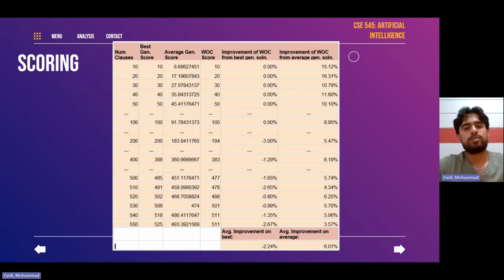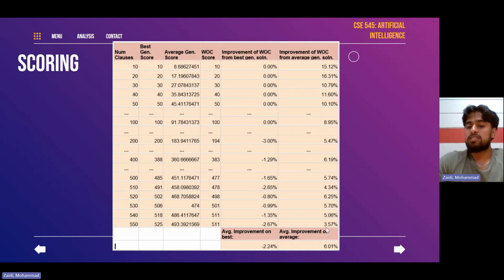And scoring. Here we see, for the number of clauses from 10 to 550 in increments of 10, the best genetic score, the average, the wisdom of crowd score, the improvement based on wisdom of crowds from the best solution, and the improvement from the average solution. So we see in the bottom right corner here, on average, wisdom of crowds was no better than the best genetic solution in the population. That means out of a population of 50 genetic solutions, wisdom of crowds was minus 2.24% from that solution. But on average, from all those solutions averaged out and then we do wisdom of crowds, it has a 6% increase from the average solution.